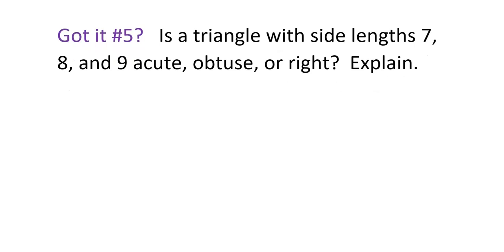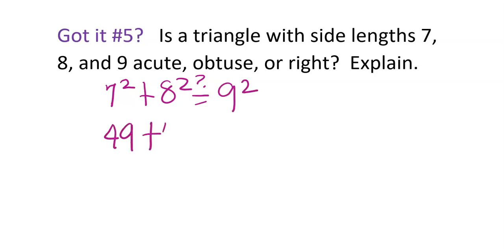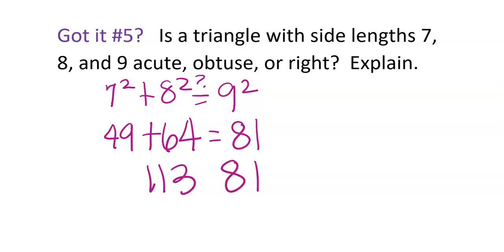Let's try this one. Number 5. Is a triangle with side lengths 7, 8, and 9 acute, obtuse, or right? And then show why. Okay, so we have side lengths 7, 8, and 9. 9 is the longest one, so we'll put that one by itself. 7 squared plus 8 squared might equal 9 squared. So we have 49 and 64. And when we put those together, we get 113. Is 113 bigger or smaller than 81? Bigger. So that means my C length is shorter, right? Which makes it what kind? Acute.